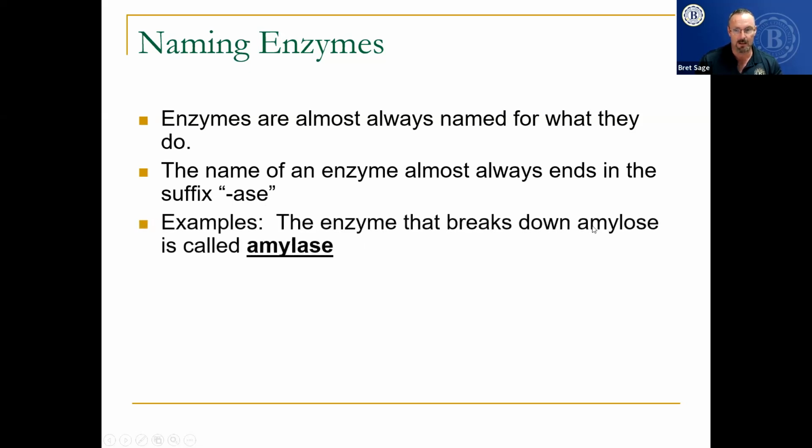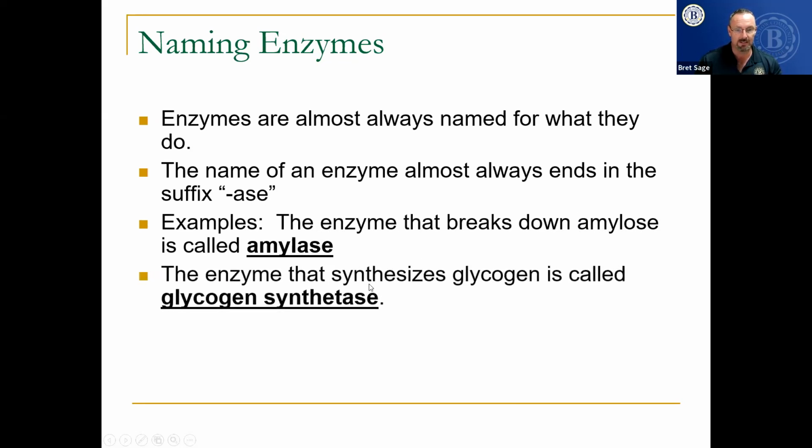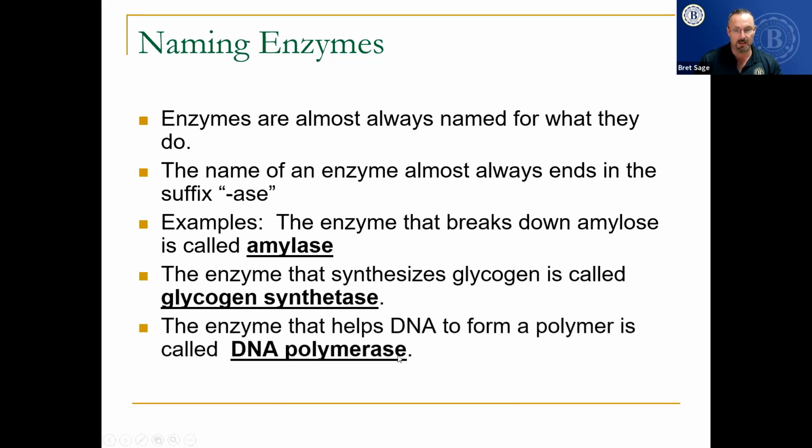So, for example, the enzyme that breaks down starch, which is a bunch of sugars hooked together, is called amylose, and you call it amylase. So you see the amylase connects to amylose to break the starch into sugars. The enzyme that synthesizes glycogen is called glycogen synthetase. It tells you exactly what it does: an enzyme that synthesizes glycogen. This is how we make starch in our liver from the sugar in our food that comes in through our blood. The enzyme that helps DNA form a polymer is called DNA polymerase. So this is how we grow our DNA longer when we need to make more.